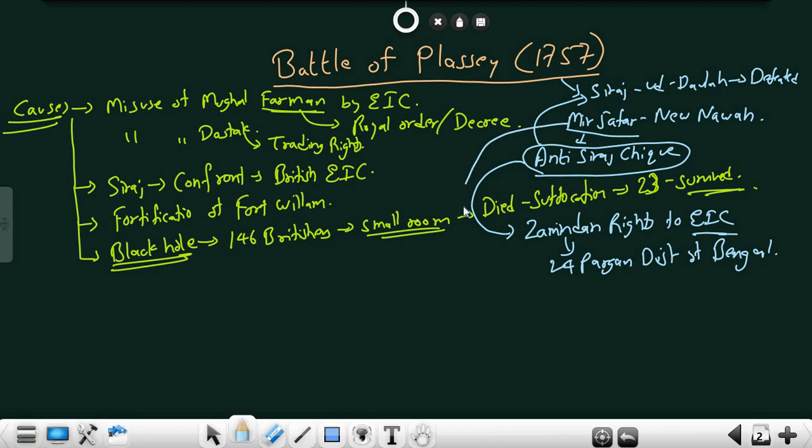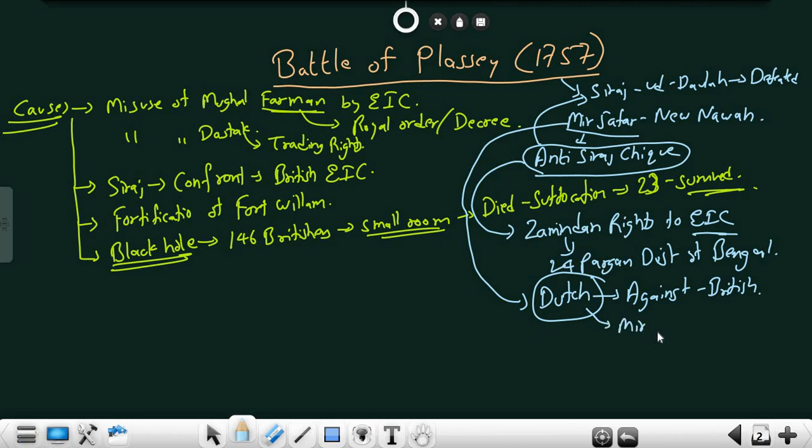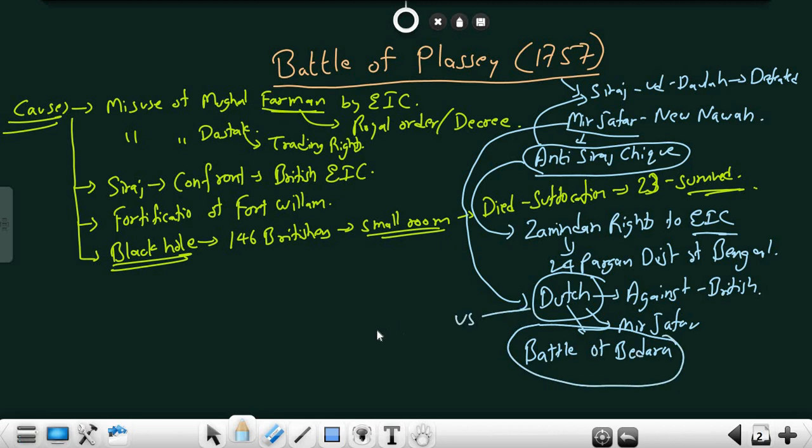So then Mir Jafar collaborated with Dutch, which were already against the Britishers, and Dutch along with Mir Jafar fought the Battle of Bedara against Britishers, the British East India Company.